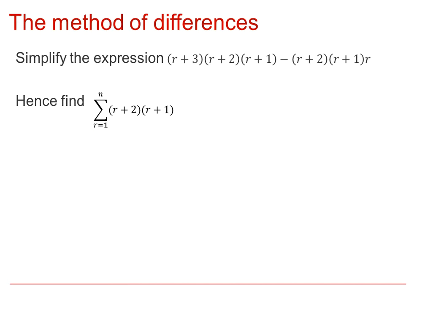Here we have an example with an algebraic product. Simplifying this expression, we simply take out the common factors of r plus 2 and r plus 1, leaving us with r plus 3 minus r, which would cancel.